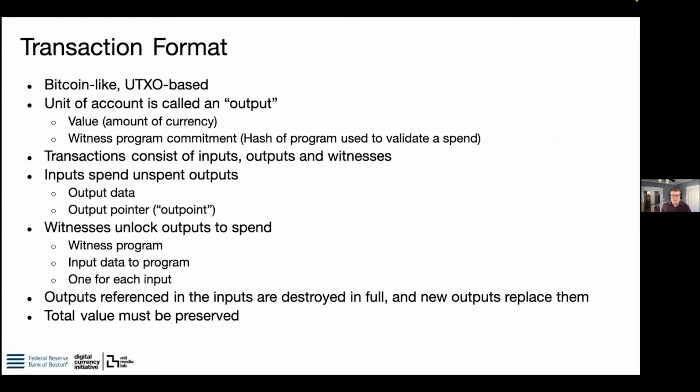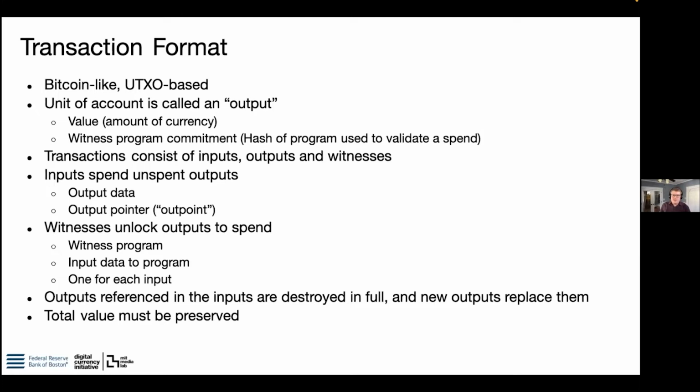So inputs spend unspent outputs. Some output that's previously been created and is present within the CBDC system can be spent by citing it in a transaction, by adding the output data, so the value and the witness program commitment, as well as this thing called an output pointer or outpoint, which determines where the output can be found within the backend system.